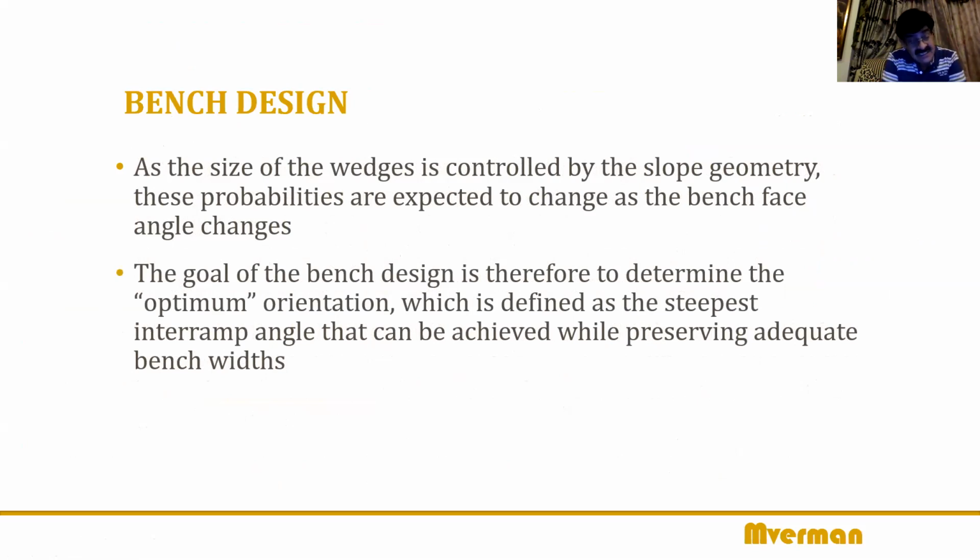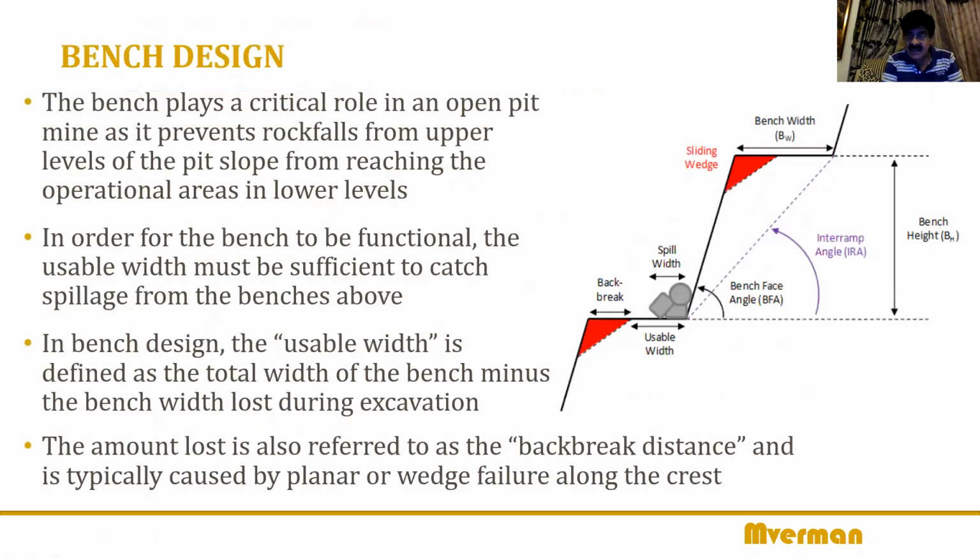And how do you define the optimum orientation? Optimum orientation is defined as the steepest interramp angle which can be achieved while preserving the required bench width. This is the interramp. What is the steepest you can go as far as this is concerned? Anything steeper than that will not leave the bench at optimum.